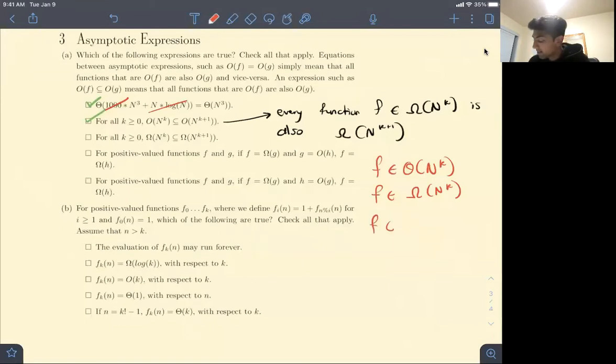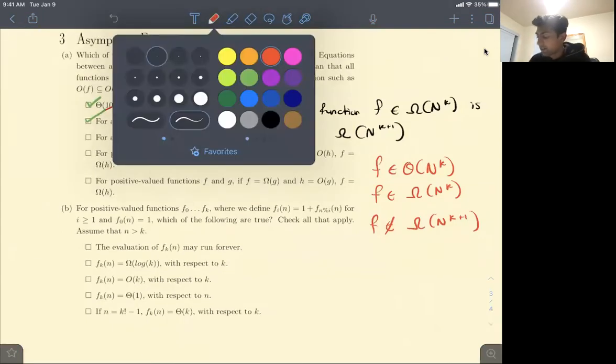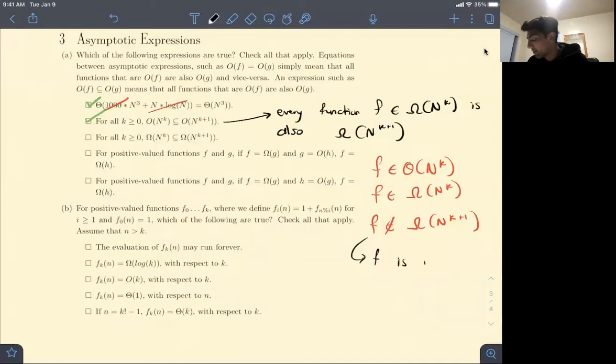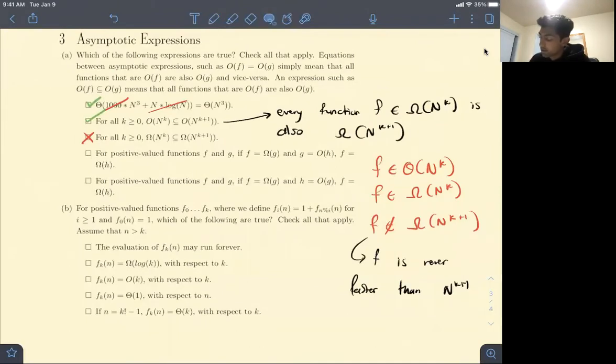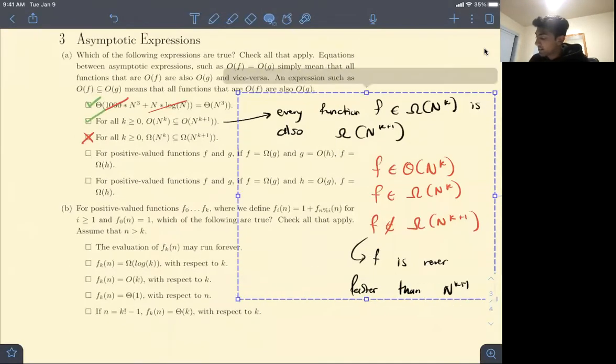Notice, on the other hand, that this is not a valid omega bound because it's just not true, right? This bound is saying that f is never going to be faster than n to the k plus 1. That's what this thing is saying. It's saying f is never faster than n to the k plus 1, which is false because f runs in n to the k. Okay, so by that reasoning, this one is going to be false. Okay, so moving on to the next part here.